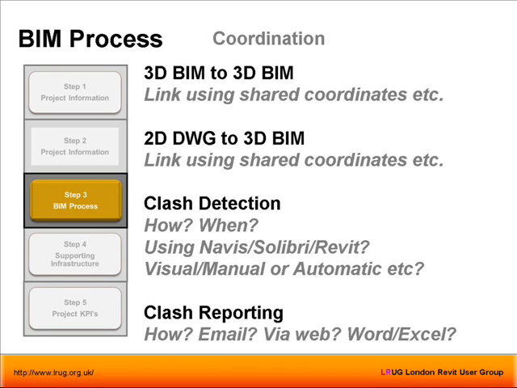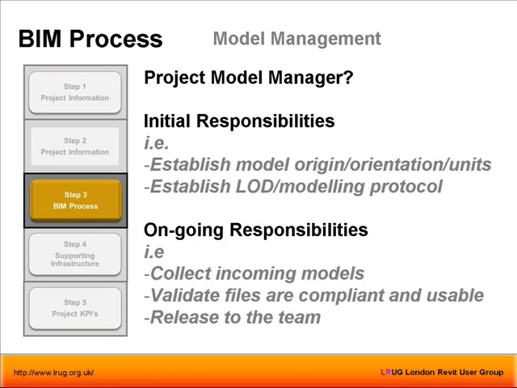we are doing clash detections, Navis, Solibri, or Revit to Revit. If so, is it visual, manual, or automatic, API, or any other method? And the important one is clash reporting. Once you find a clash, how are you going to report to the team and get an audit trail on that clash, that it's resolved, or if someone is working on that, or what have you? So establishing that process is very important.